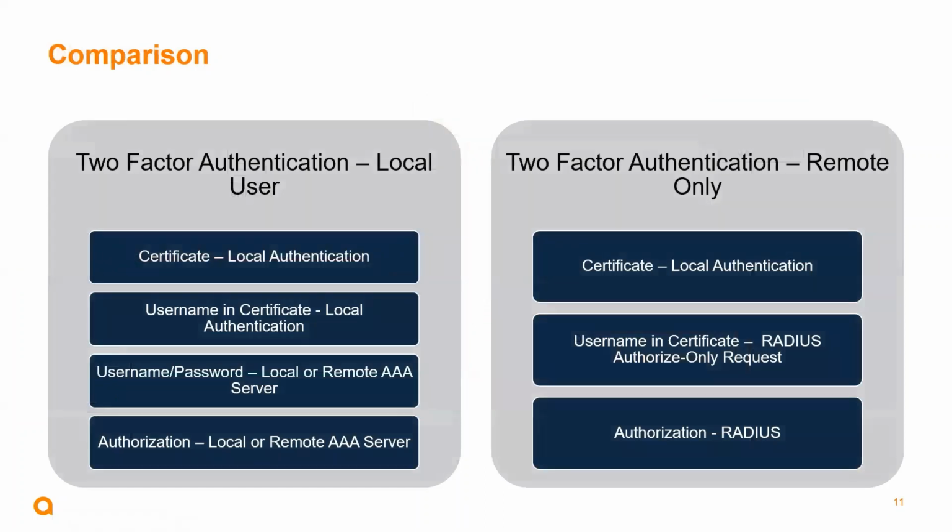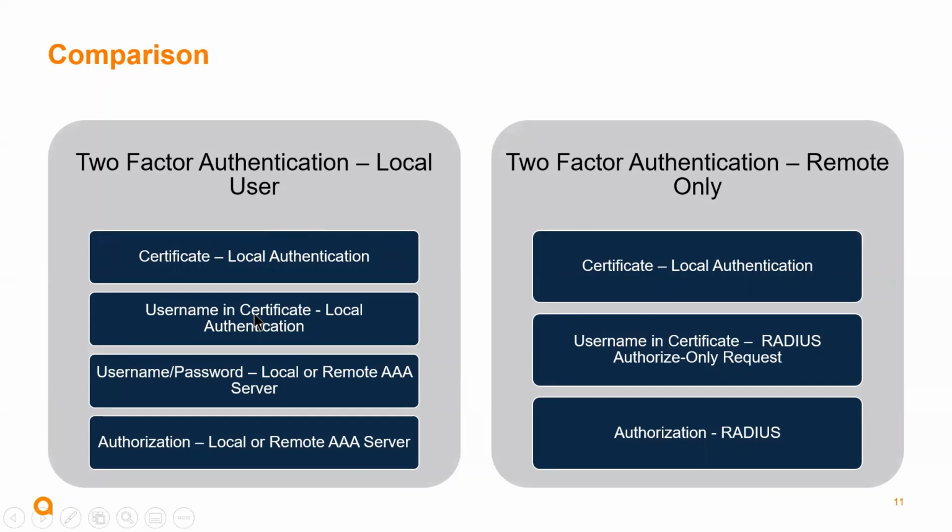So here is a brief comparison of the features for easy understanding. So first comes the certificate authentication. In both the features, it's handled locally. The certificate is validated against the locally configured TA profiles. Next, the username in the certificate undergoes local authentication in the local user feature, whereas in the remote only feature, it's sent along with the authorize only option to the RADIUS server.